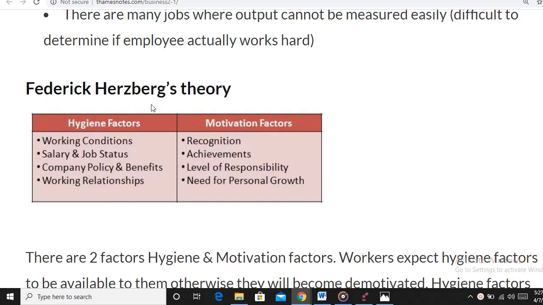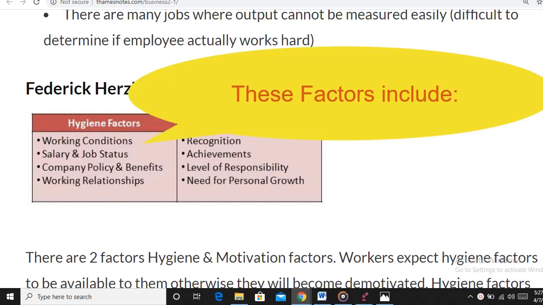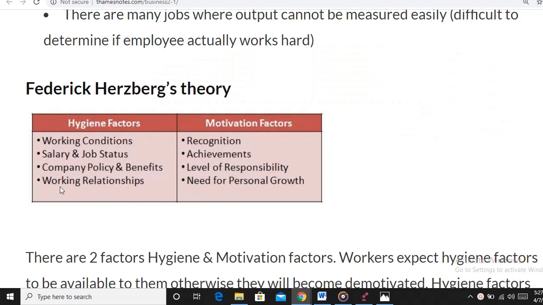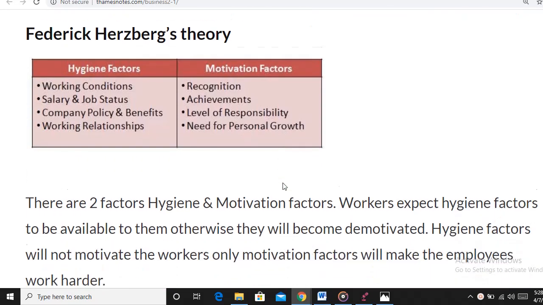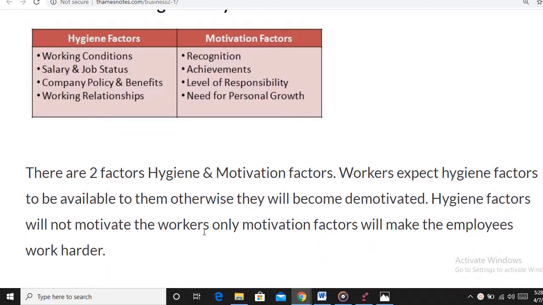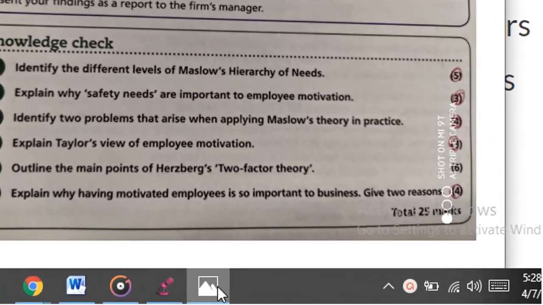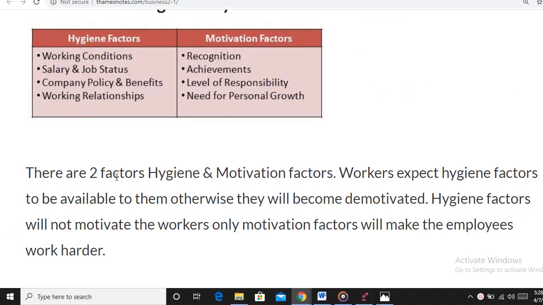So Frederick Herzberg's theory contains two main factors. The two main factors are the hygiene factors and the motivation factors. When it comes to hygiene factors, you have to focus on the working conditions, salary and job status, company policy, benefits, and working relationships. On the other hand, motivation factors will be related to recognition, achievements, level of responsibility, and need for personal growth. The question stated that we need to mention the two points, right? So here are the two main points, the hygiene and motivation factors.